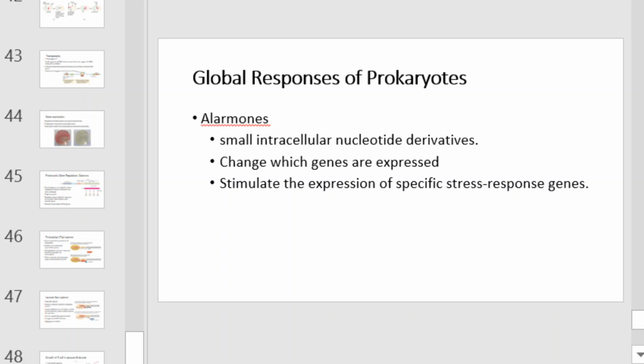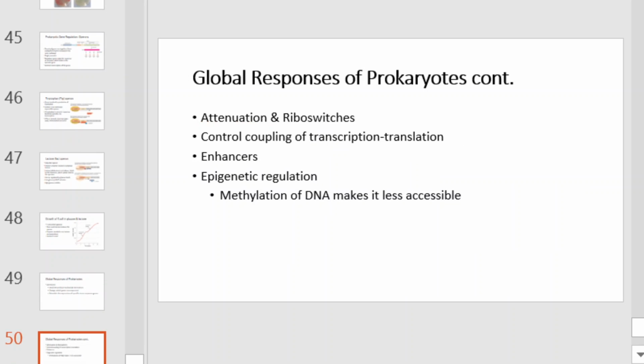The global responses of prokaryotes. Alarmones are things that we see in the global responses of prokaryotes. They are small intracellular nucleotide derivatives. They change which genes are expressed and can stimulate the expression of specific stress response genes. Attenuation and riboswitches also fall into this category. They can control coupling of transcription and translation. Enhancers can participate in things like epigenetic regulation or the methylation of DNA to make it less accessible.